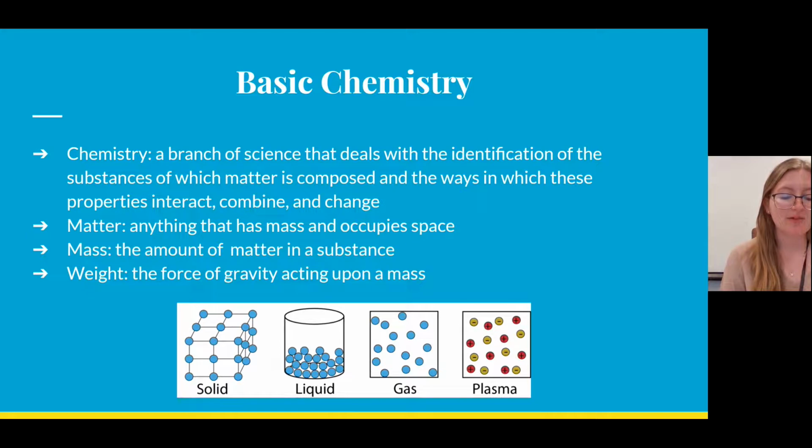And there are three basic principles to chemistry. The first is that chemistry is the science of the structure and interactions of matter. The second is that matter is anything that has mass and occupies space. And the third is that mass is the amount of matter a substance contains, whereas weight is the force of gravity acting upon that mass.